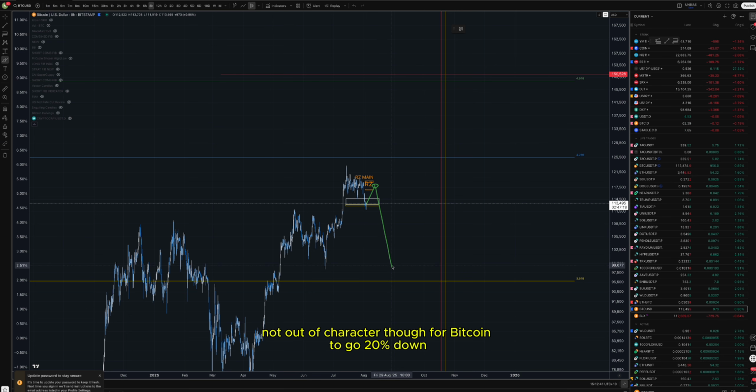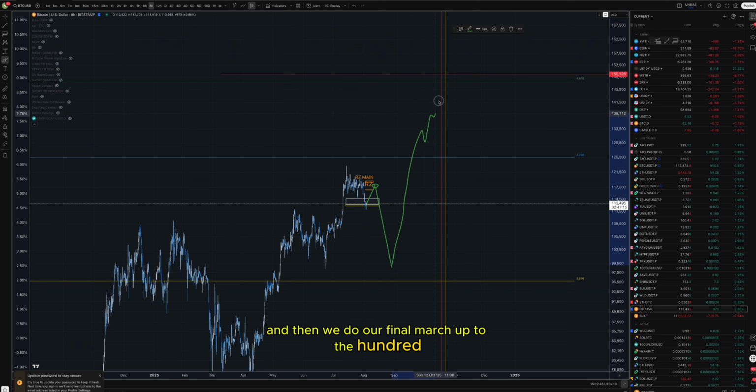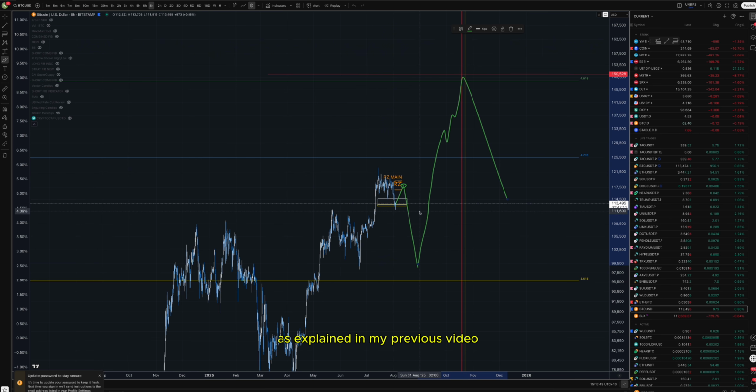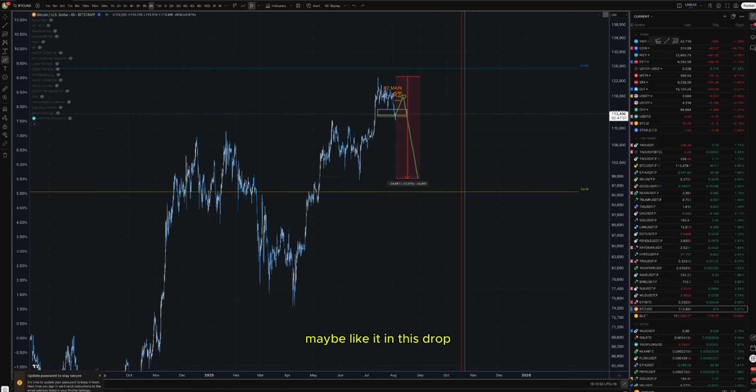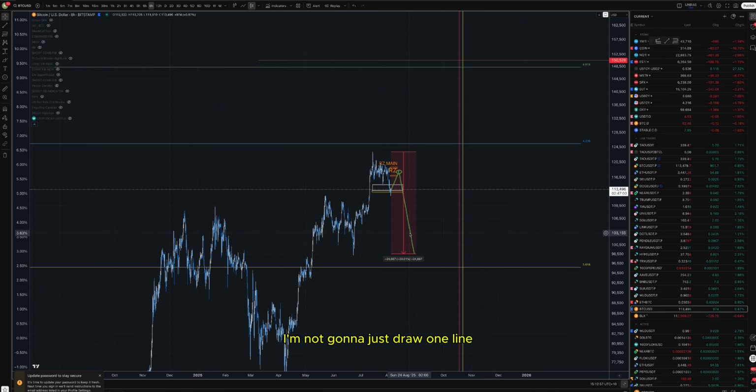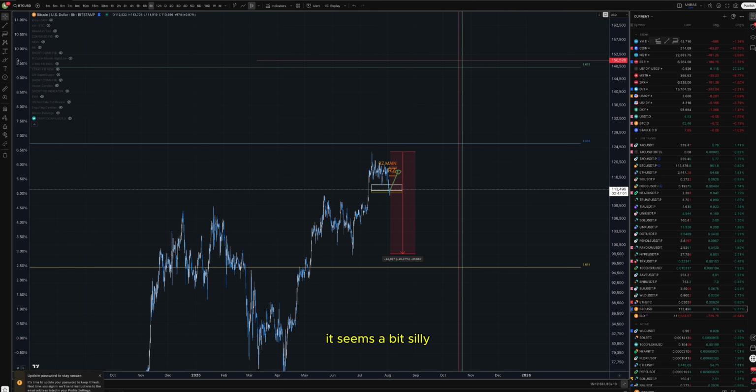Not out of character though for Bitcoin to go 20% down, and then we do our final march up to the $150,000 level as explained in my previous video. Maybe in this drop there's multiple waves. I'm not going to just draw one line. It seems a bit silly like this.